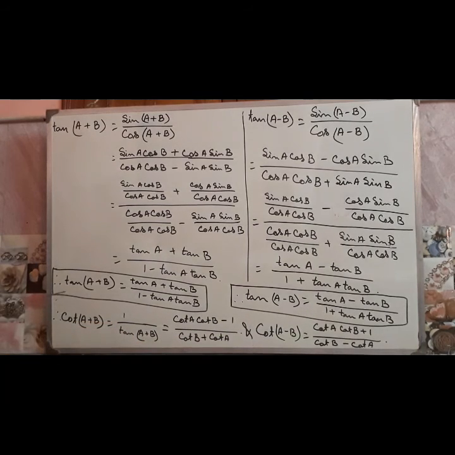Now cot A plus B means 1 by tan A plus B. So if we take the reciprocal of this one, you have to convert this tan into cot, that is cot A cot B minus 1 by cot B plus cot A. And in case of cot A minus B, that will be cot A cot B plus 1 by cot B minus cot A. This you have to remember, cot B minus cot A.